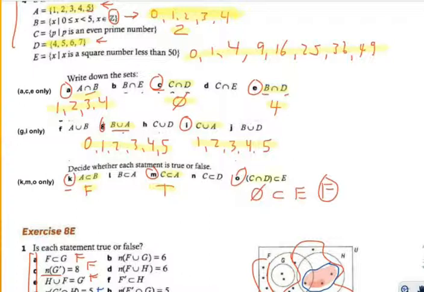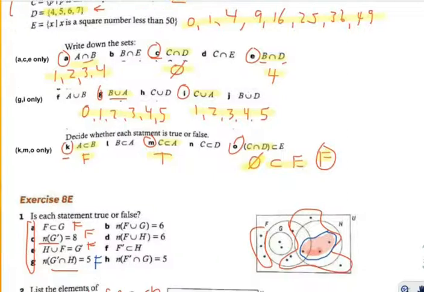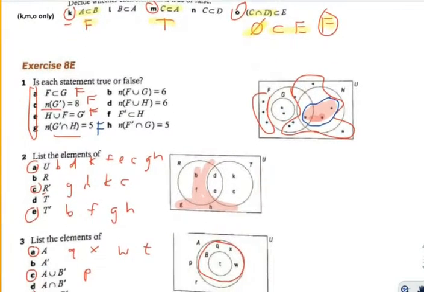What about C intersect D? So what elements are in both C and D? Well, there's nothing in both C and D. Okay, so that would be the empty set. Is the empty set a proper subset of E? No, because, I'm sorry, an empty set is not a proper subset of anything, so we say false.